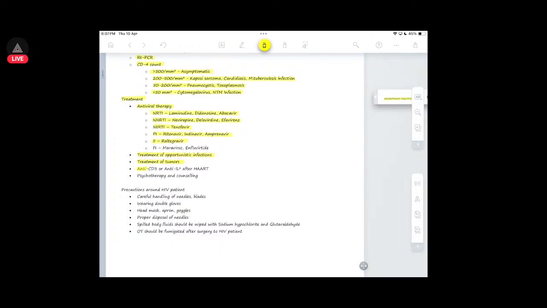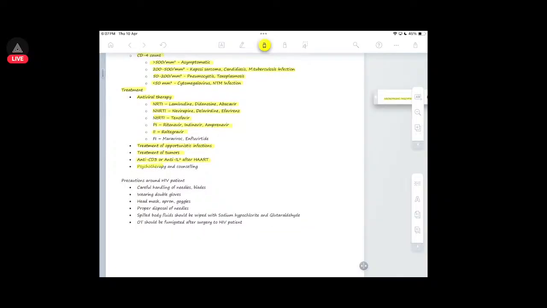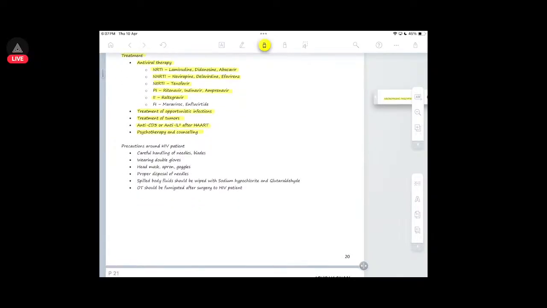Treatment of opportunistic infections should be done. Treatment of tumors should be done. Anti-CD3 or anti-interleukin 2 after HAART. And psychotherapy and counseling should be done.